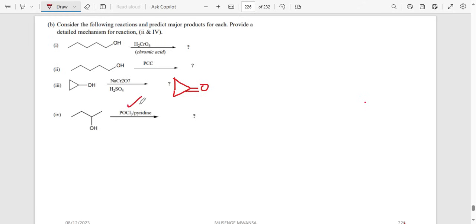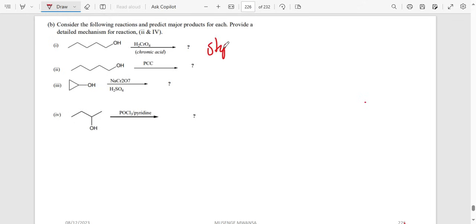So this carbon is bonded to two other carbons. Now the difference, this is very important. The difference, POCl3 is different from everything else because it doesn't oxidize, it actually forms alkenes. That is special about it. It forms alkenes, very important.